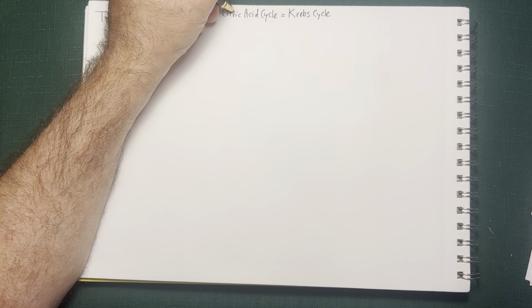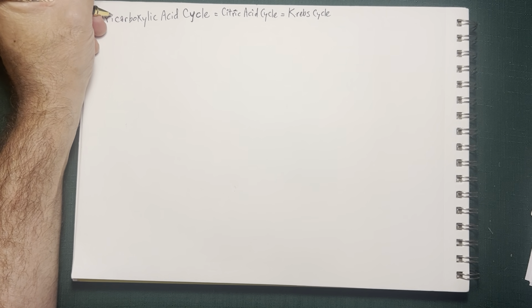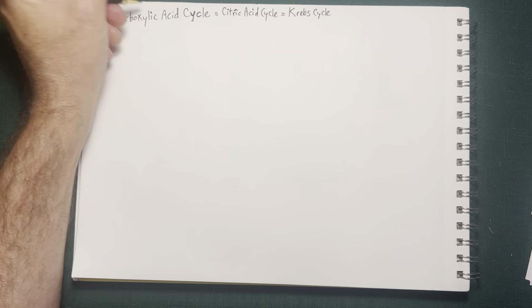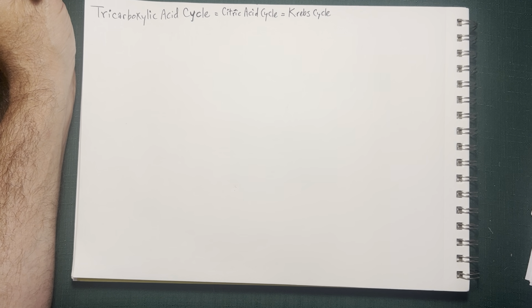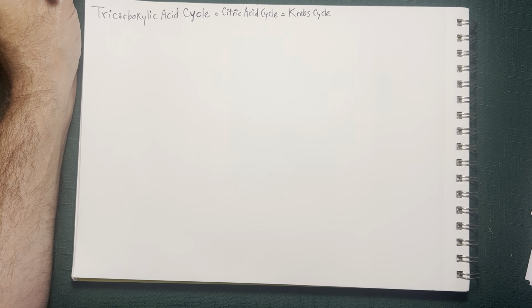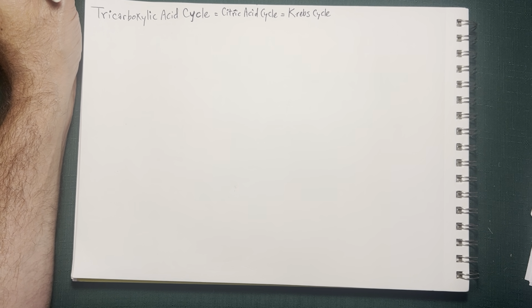All right, so the tricarboxylic pathway, you already know it as the citric acid cycle, or the Krebs cycle. But for molecular or microbiologists, they tend to call it the tricarboxylic acid cycle. Different names for these different things because they need to be more specific.